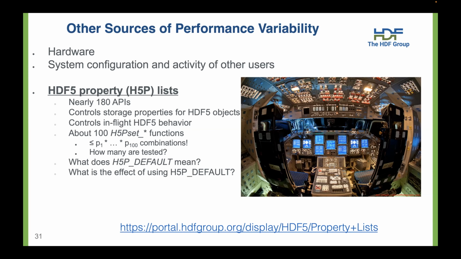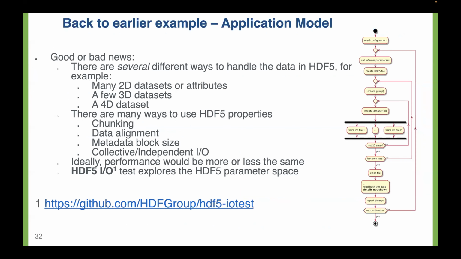If you look at the APIs, a lot of those are H5P defaults. What we see is a lot of users starting in parallel just leave those as H5P defaults. But you really have to understand what that means, because that can really hurt your performance. So we want to explore the effects of using some of those H5P defaults.